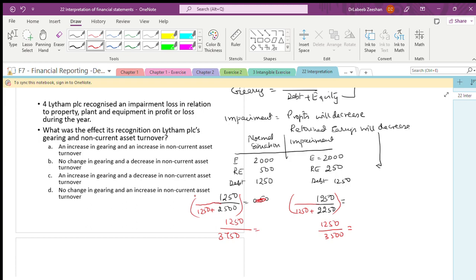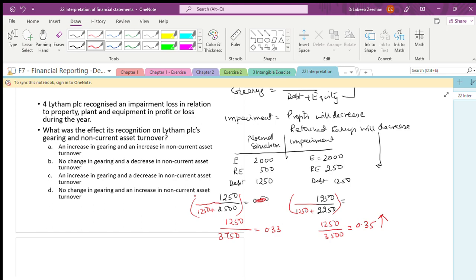Tell me now. 0.33, and here 0.35. What happened? The gearing ratio has been increased. See, the gearing ratio has been increased.